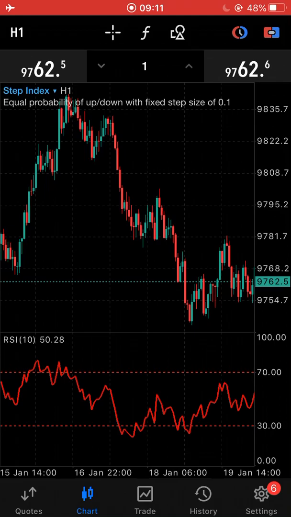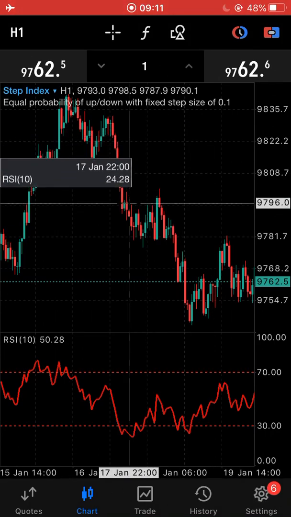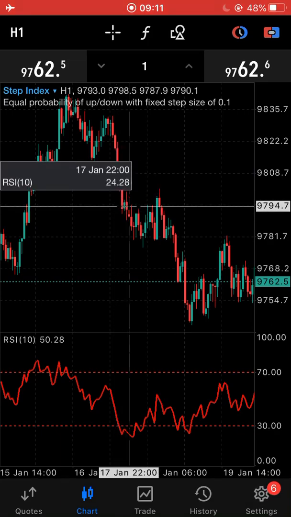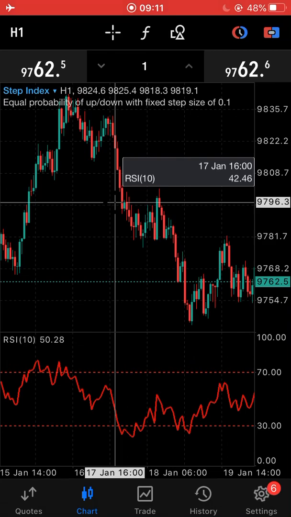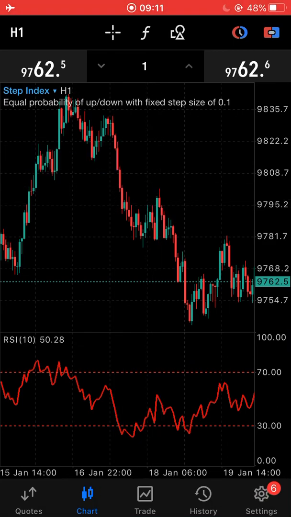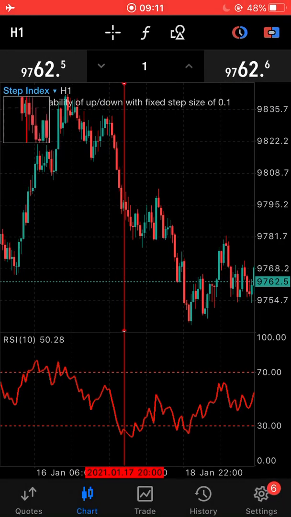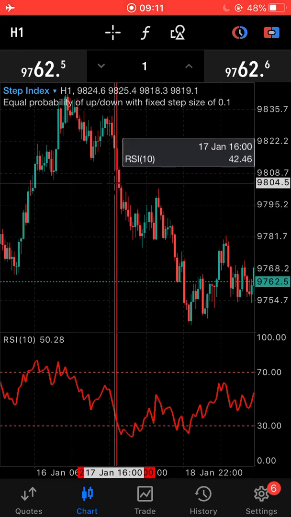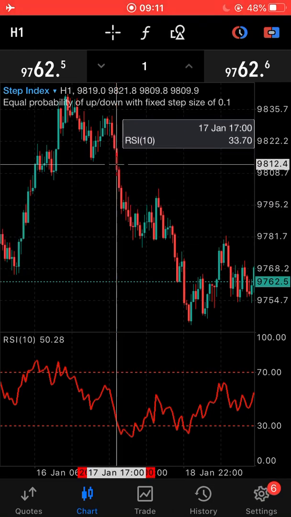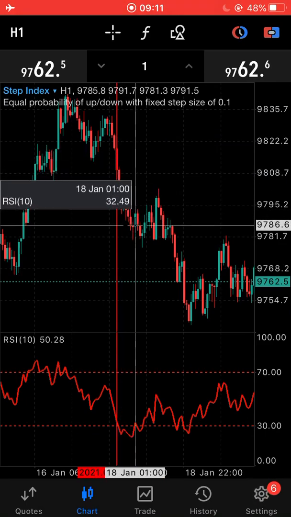So this is the Step Index. Once we hit the 30 level or the 70 level, we hit the 30 level at this point. Let me mark it. I don't want to make this video that long, guys. We hit the 30 level on this candle. So that would have been our selling point. We sell the market. Scalp, guys, scalp.